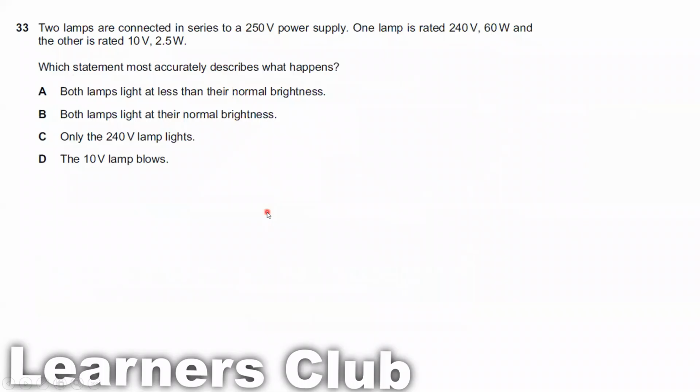Question 33. Two lamps are connected in series to a 250 volt power supply. One lamp is rated 240 volt, 60 watt, and the other one is rated 10 volt, 2.5 watt. Which statement most accurately describes what happened? Since they are in series, when you add 240 volt plus 10 volt, it gives you the power supply. So the power supply gives the maximum amount of voltage required by these two bulbs. Now, since they are in series, they should get the same amount of current.